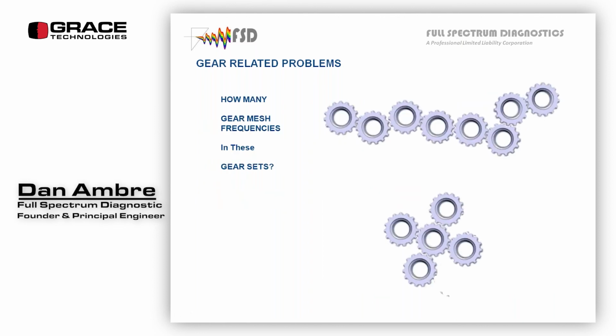Okay, well, that might bring this point home a little bit easier. The top set of gears, there's 6, 7, 8 different gears on there. Okay, how many gear mesh frequencies are there?